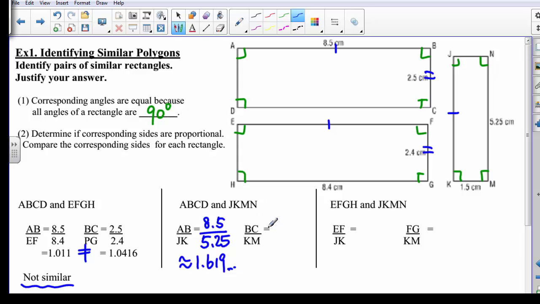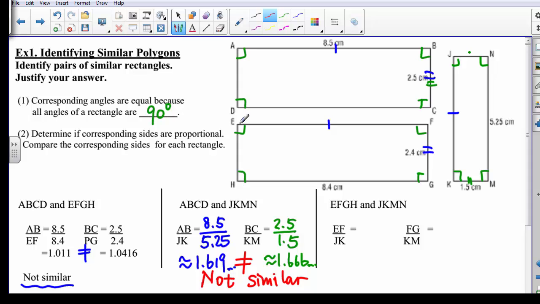Let's look at the ratio of the other corresponding sides. BC corresponds to KM. So BC is 2.5. KM is 1.5. I can change this one to a decimal. So this ratio is around 1.666. Okay, we will find that although these two approximate values are very, very close to each other, the ratios are still not equal. So that means their corresponding sides are not proportional. So these two rectangles are not similar rectangles.